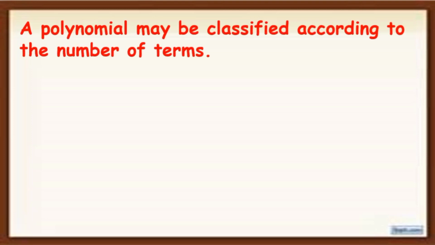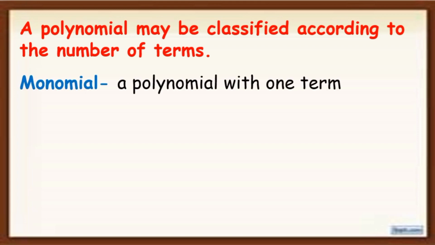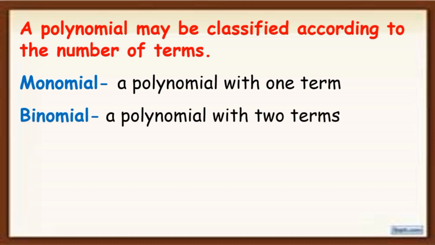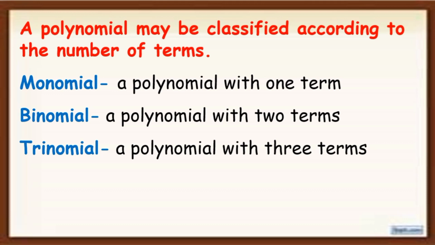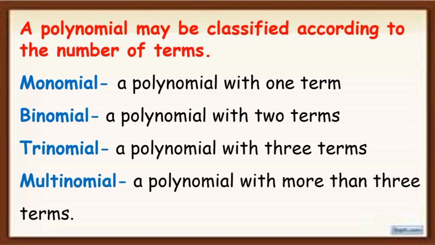A polynomial may be classified according to the number of terms. Monomial, it is a polynomial with one term. Binomial, a polynomial with two terms. Trinomial, a polynomial with three terms. And multinomial, it is a polynomial with more than 3 terms.